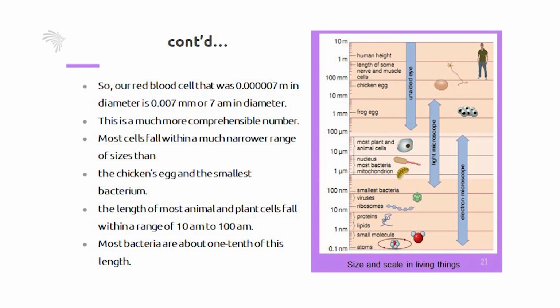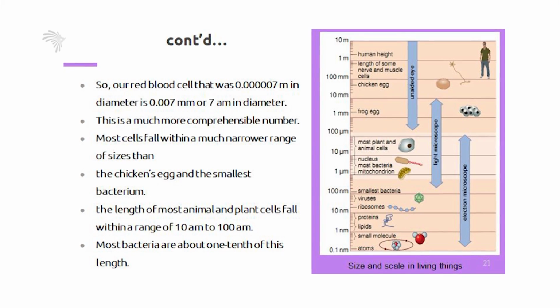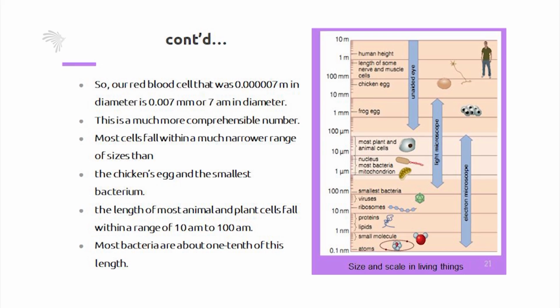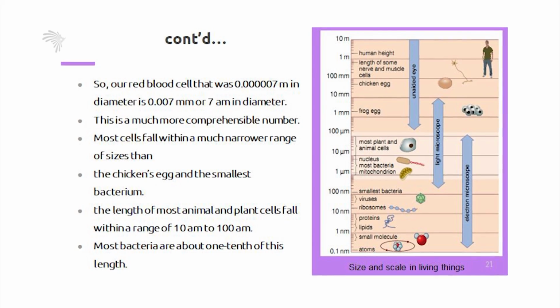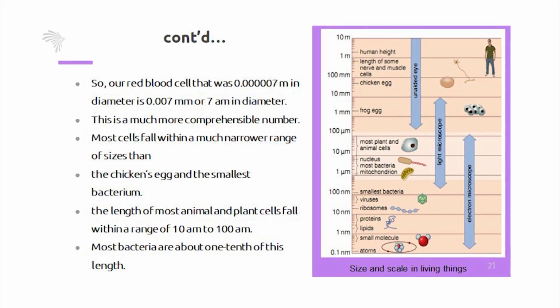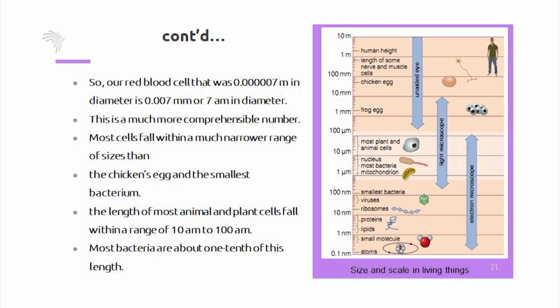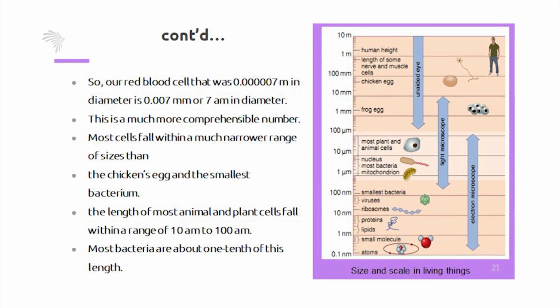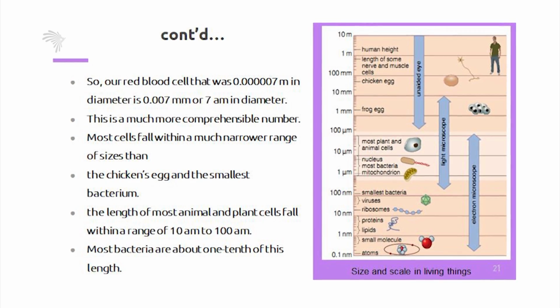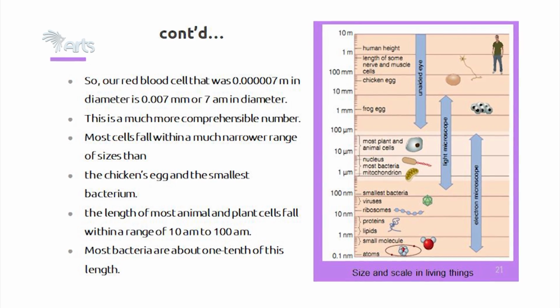So our red blood cells, that is 0.000007 meter in diameter. If we want to measure it in millimeter, the red blood cells are 0.007 millimeter, or 7 micrometer in diameter. So it becomes the smallest unit of measurement. It is very easy to apply these small measurements, and the numbers are easily read.